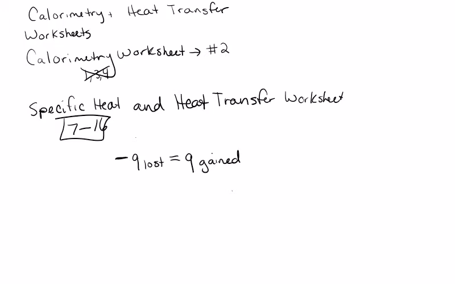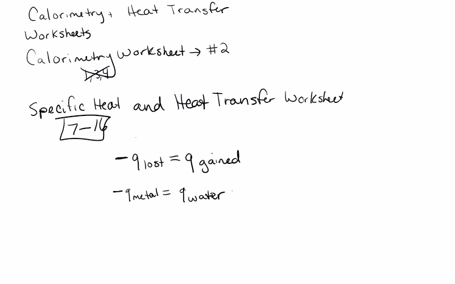So in this particular case, if we lose energy in one piece of metal, we're going to gain it in the water. We can also write this as negative Q of the metal, which I prefer, is equal to the Q of the water, the heat that is gained by the water. That will help you work through some of these problems.